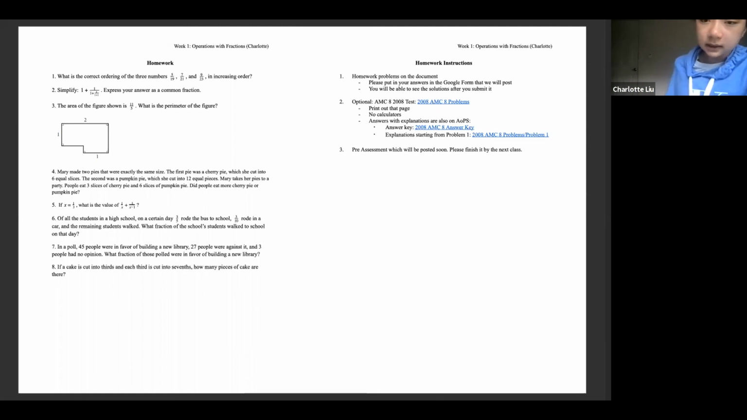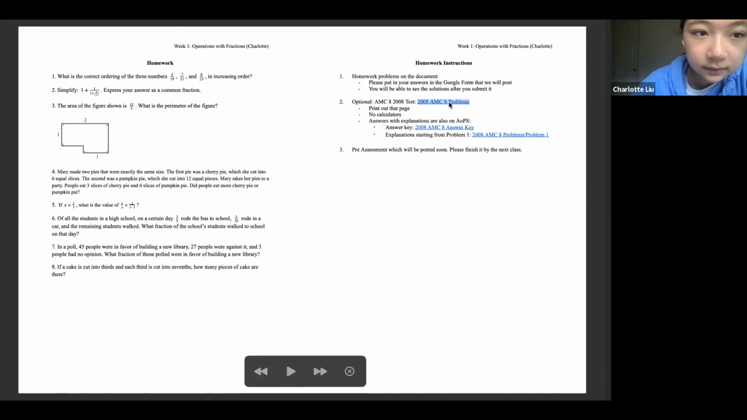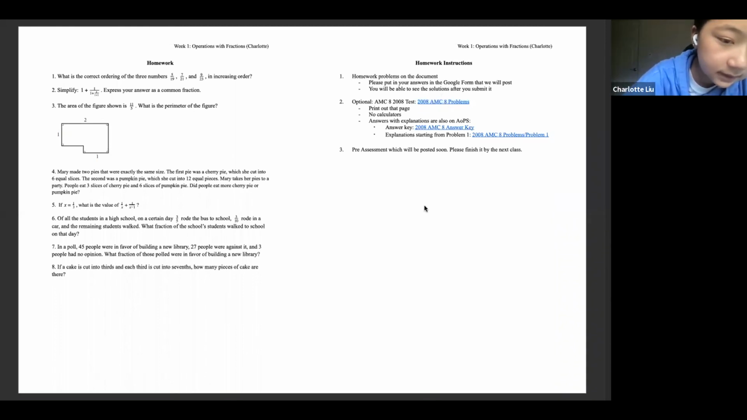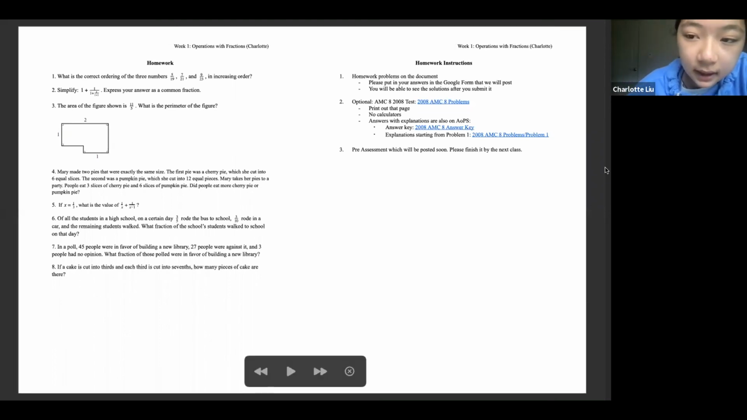The second thing is an optional AMC 8 test. There's this ALPS website here that will bring you to a website with all the problems. Then this is the answer key after you're done, and this is the explanations of those questions. In the test, you're not able to use calculators, so when you practice, you shouldn't use calculators.